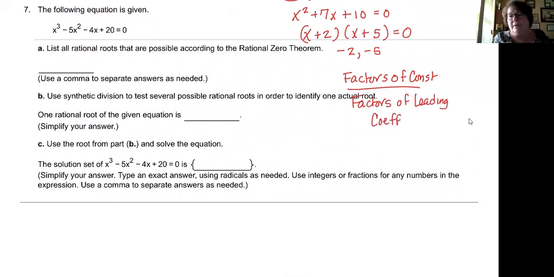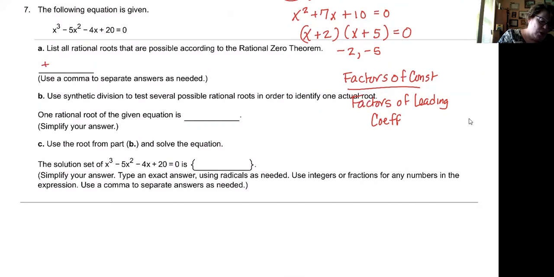And in all of these, we're not going to make this difficult. The leading coefficient is going to be the number 1. So you really only need to list all the factors of your constant. And your constant here is 20. So you need all the factors of the number 20.